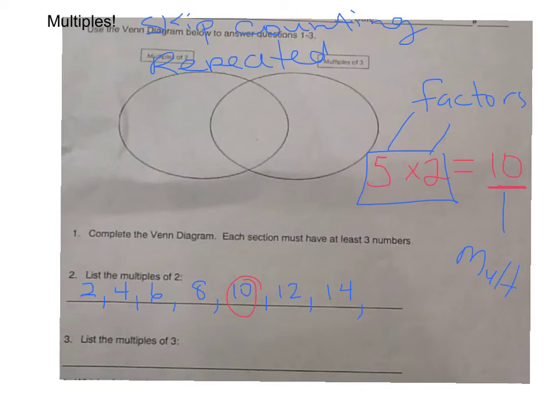Now, can you now list the multiples of 3? Of course you can. What do you have to do? Count by 3s. 3, 6, 9. Go on. I'm going to let you finish. Hit pause. Give me 10 more multiples of 3. And then hit play again and we'll continue.